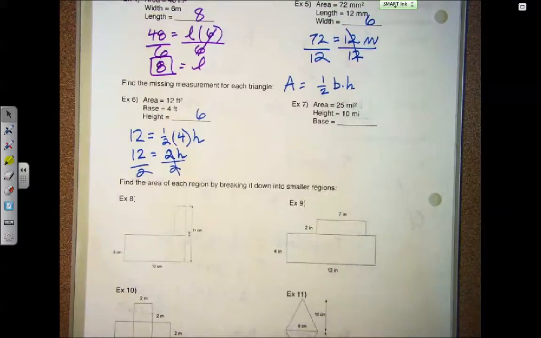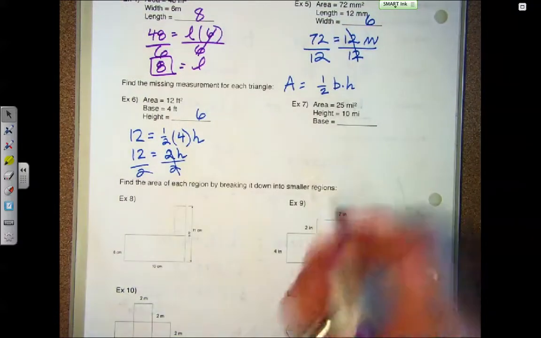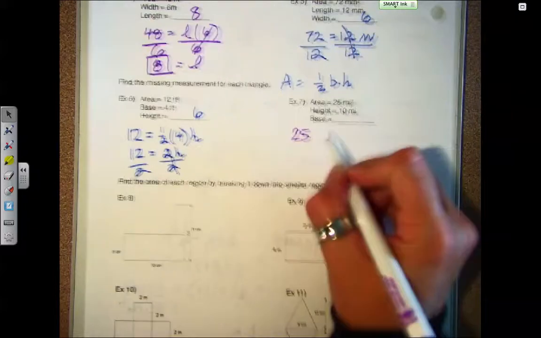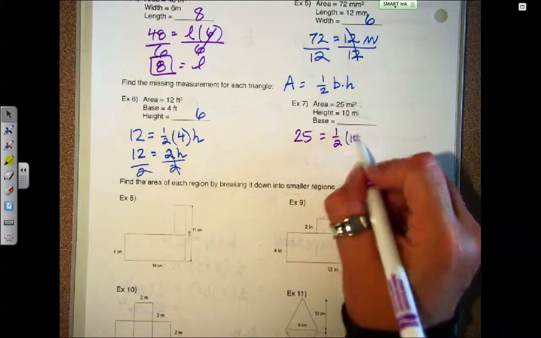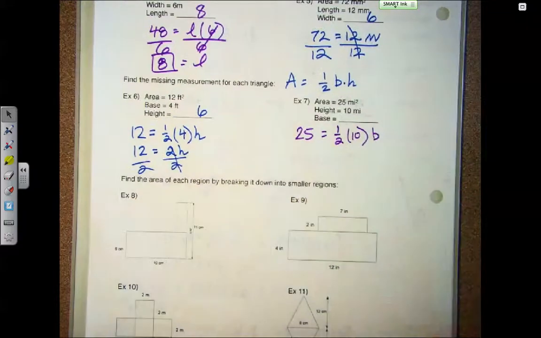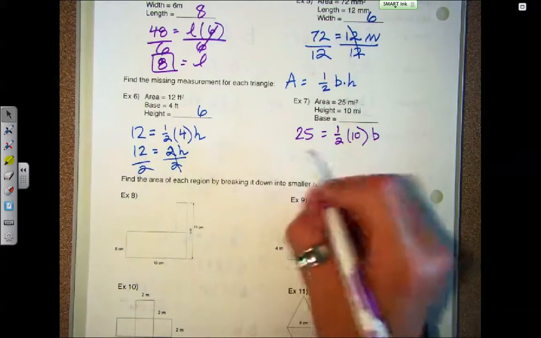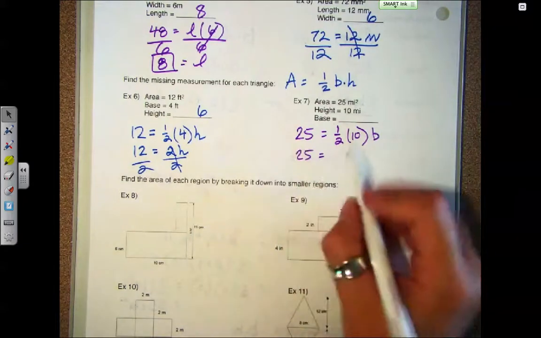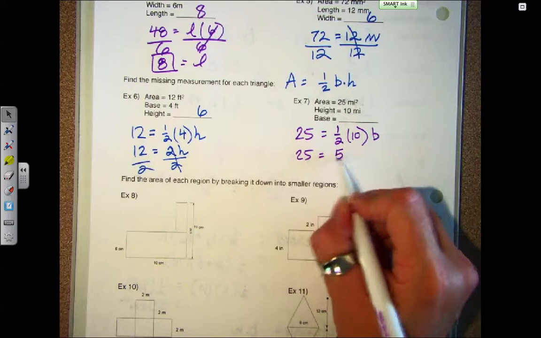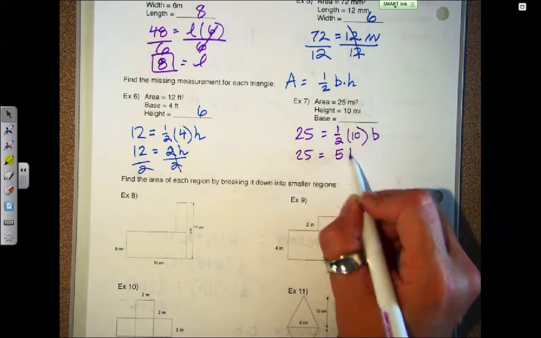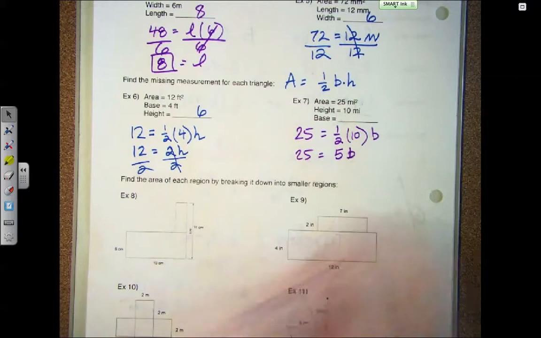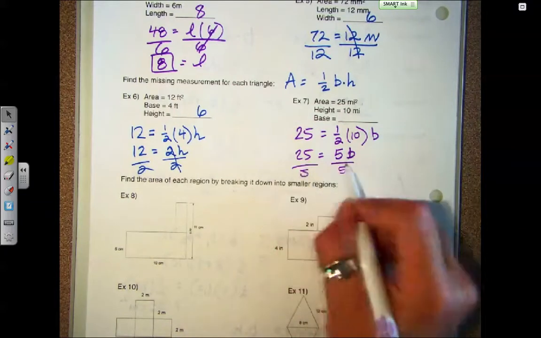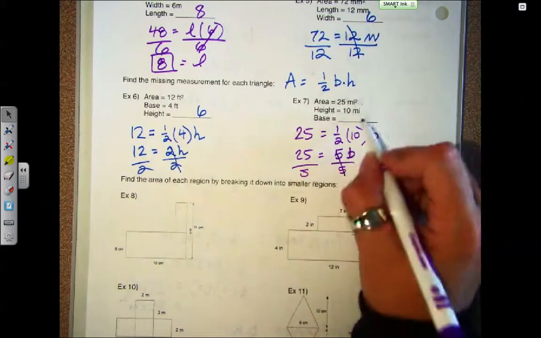6. Good. Example 7. Our area is 25. That equals 1/2. Our height is 10. And we're looking for the base this time. Simplify the right-hand side. 25 equals what? 5 times the base. What are you going to do to both sides? Divide by 5. And what is your base equal to? 5. Very good.